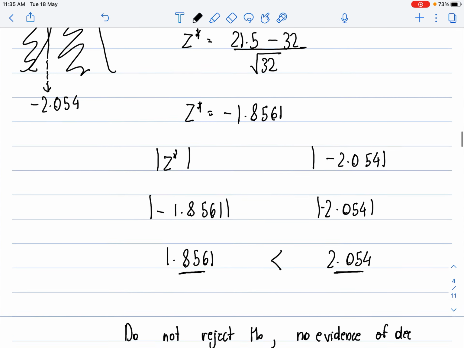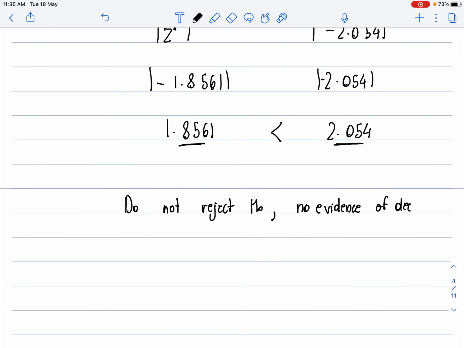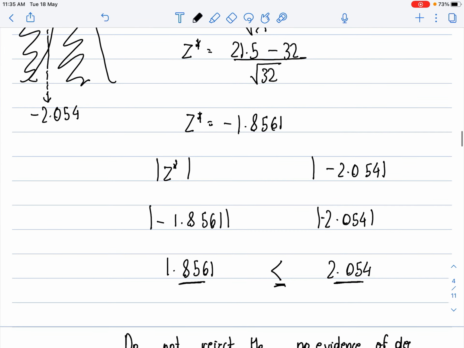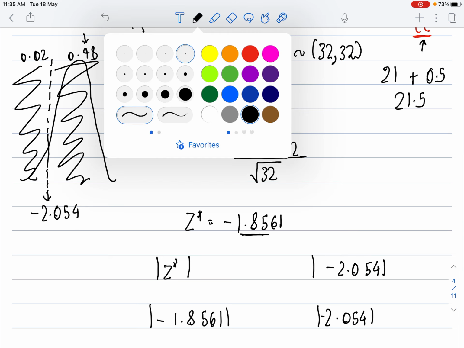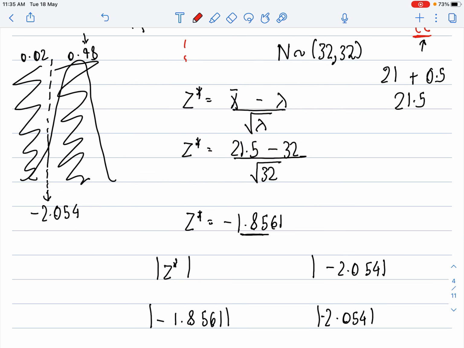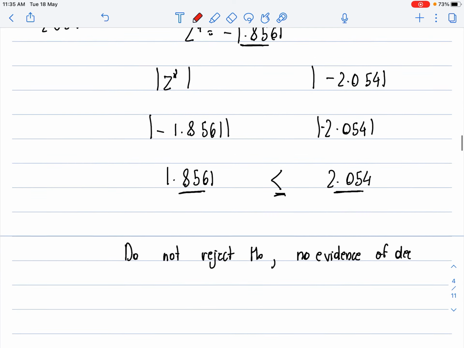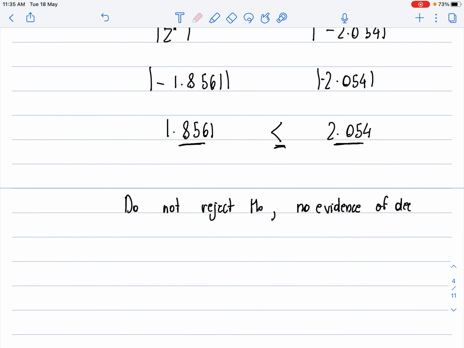Many of you might be thinking, if it's less than, then why did I say do not reject? Think about it graphically. My minus 1.8561 lies somewhere here, but my critical region is here. So my minus 1.8561 does not lie in the critical region, and I can simply say that there's no evidence of decrease. You can think about it graphically also.